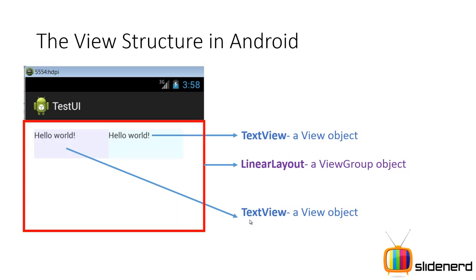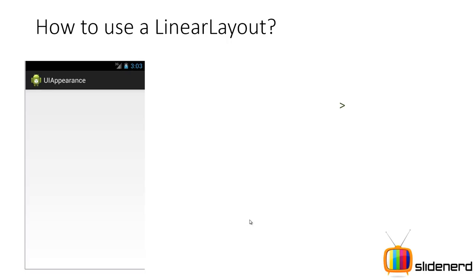Now there are other types of view groups, like there is relative layout, there is a frame layout, there is a table layout, there is a grid layout, and so on. In the upcoming videos, as we talk about different view groups, I will also talk about the other view groups in detail. But for now, let's just focus on one, that is the linear layout. So how to use a linear layout? Well, I'll show you exactly what needs to be done.